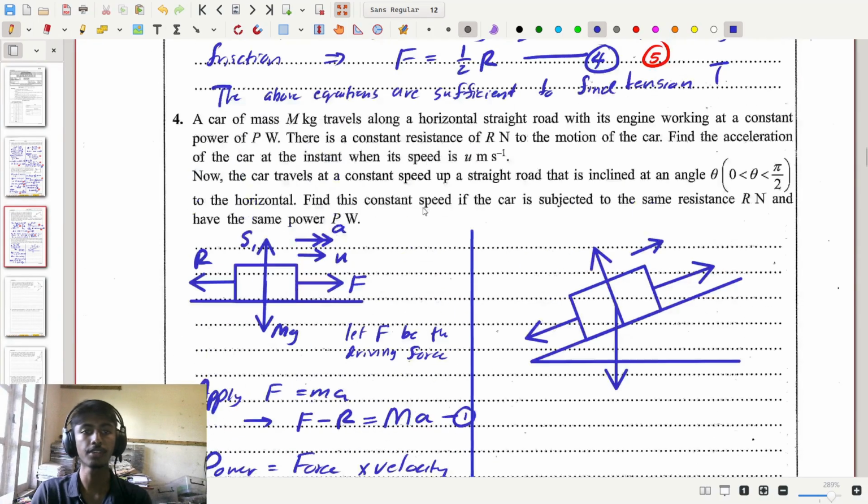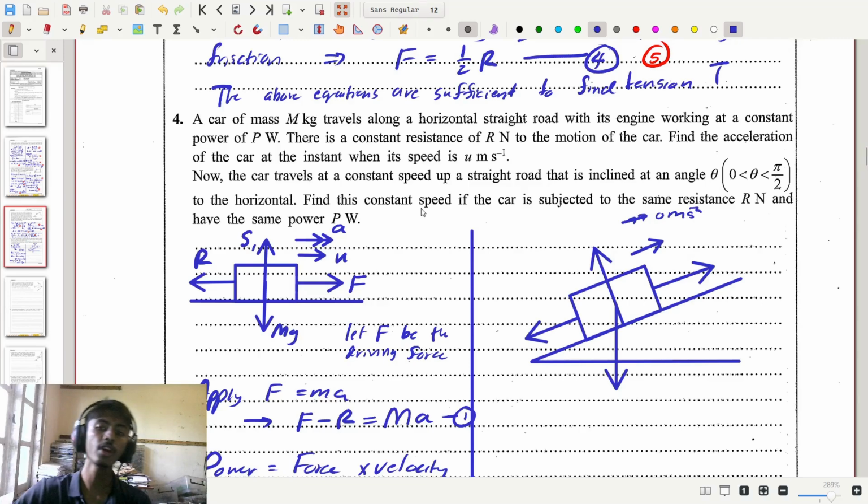Now after this, considering the second situation, we have a car traveling at a constant speed up a straight road inclined at an angle theta, and it has the same power and the same resistance force. Given this, we're asked to find the constant speed. Since our car is traveling at constant speed, the acceleration up the slope is 0 meters per second squared, since if it was accelerating, we would have a change in speed.